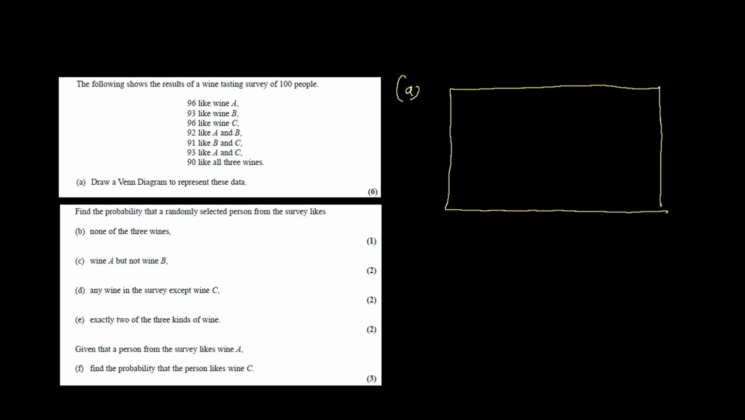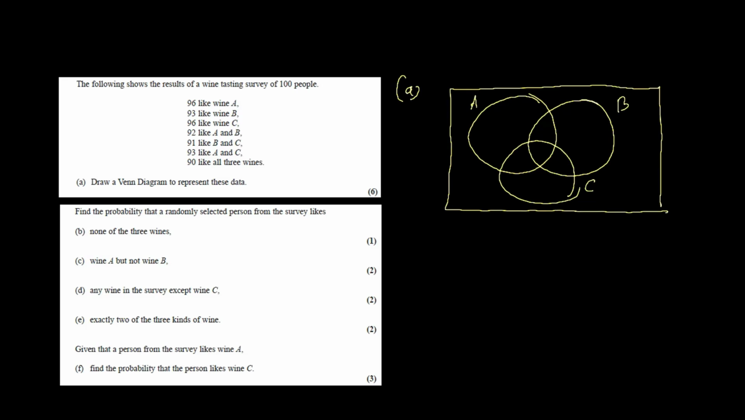Now we have to draw a Venn diagram. Obviously there is A, B and C. So when we draw the Venn diagram, let me make it big. This is question number A. So we have, this is set A, this is set B, and this is set C.